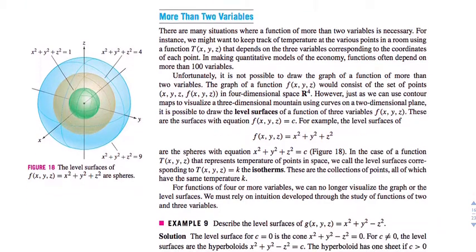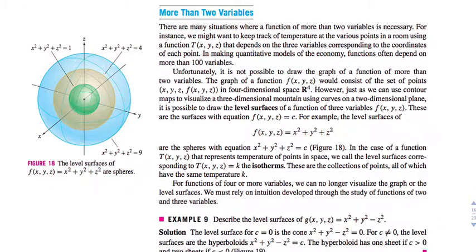Okay, let's keep going. So more than 2 variables. There are many situations where a function of more than 2 variables is necessary. For instance, we might want to keep track of temperature at various points in a room using a function where the temperature is based on x, y, and z. So that depends on the 3 variables corresponding to the coordinates at each point. In making quantitative models of the economy, functions often depend on more than 100 variables. Unfortunately, it's not possible to draw the graph of a function of more than 2 variables. The graph of a function of x, y, z will consist of the set of points x, y, z, and then f of those inputs. That's a four-dimensional space in R4.